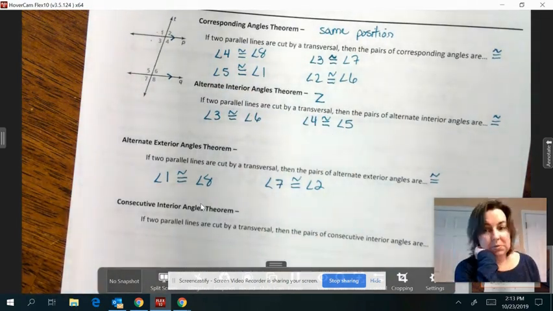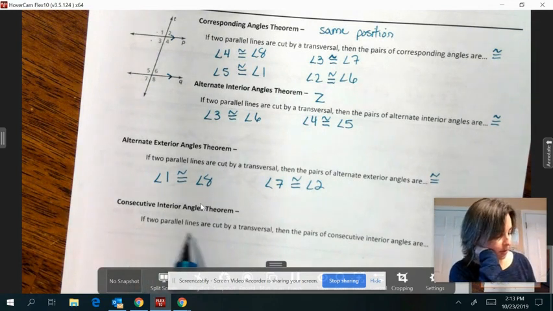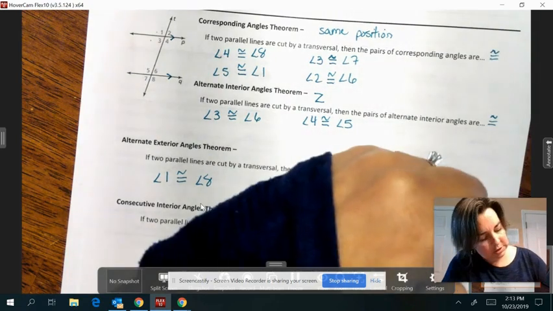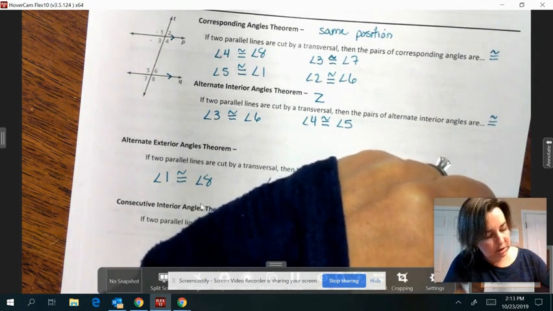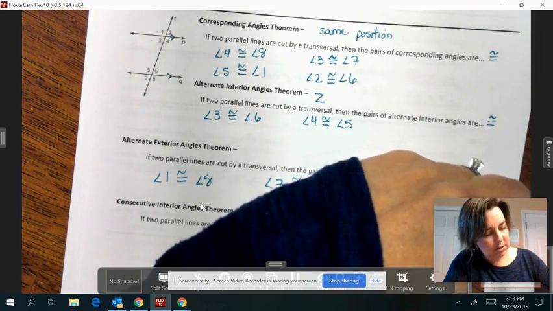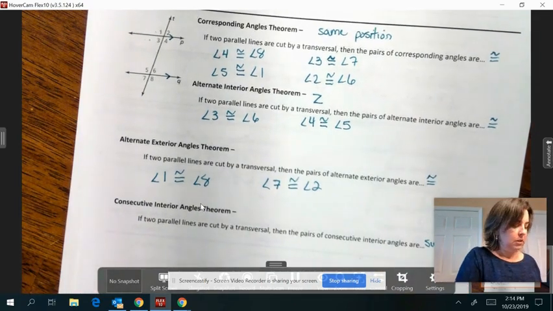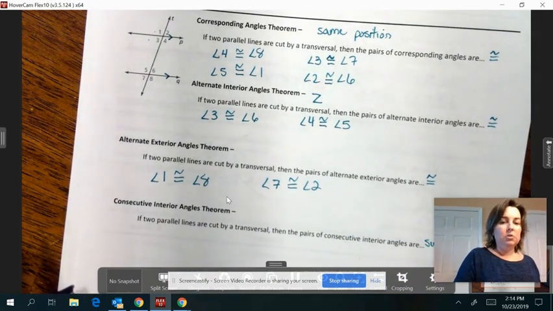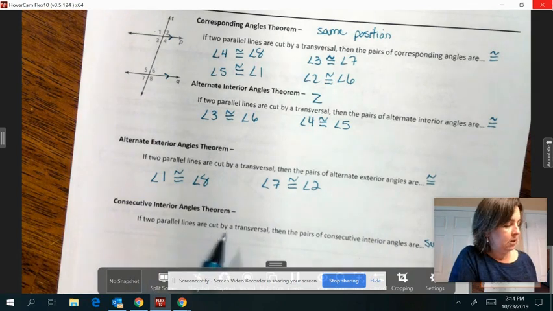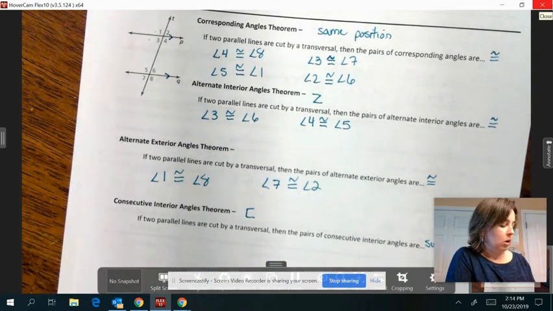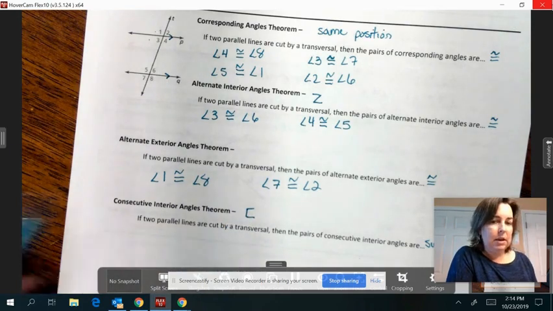Okay, this last one is the twist. If two parallel lines are cut by a transversal, then the pairs of consecutive interior angles are not congruent. They're supplementary. So this is the only one that's different. And then in the picture, you usually can find the consecutive interior angles. It'll look like either a C or a U or an N, just kind of this boxy shape.